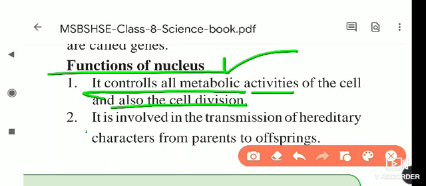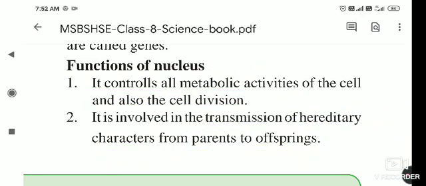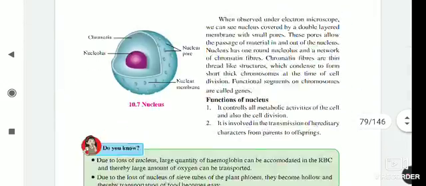It is involved in the transmission of hereditary characters. Just now I told you that your hair is like your mother's, whether it is curly or straight. Color of eyes, color of skin, it is decided by whom? The hereditary characters. These characters are transmitted from one generation to the other via the genes or the chromosomes, from parents to the offspring, the new generation. So this is about the nucleus.